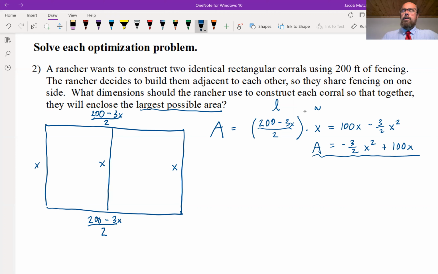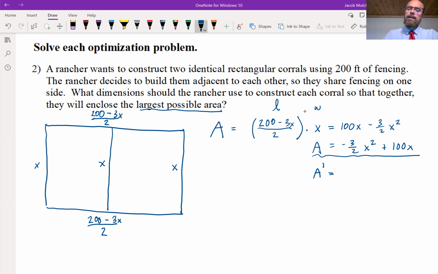Now I'm going to use this right now in order to find the dimensions of the corral that enclose the largest possible area. And it's the idea of optimization. What I want to do is find the maximum value of this function. If I find the maximum value, that's going to guarantee that I found the dimensions that will give me the maximum area. So to do that, I need to take the derivative. I'm really looking for the local extreme, the local maximum. So I'm going to take the derivative of the area function I just wrote.